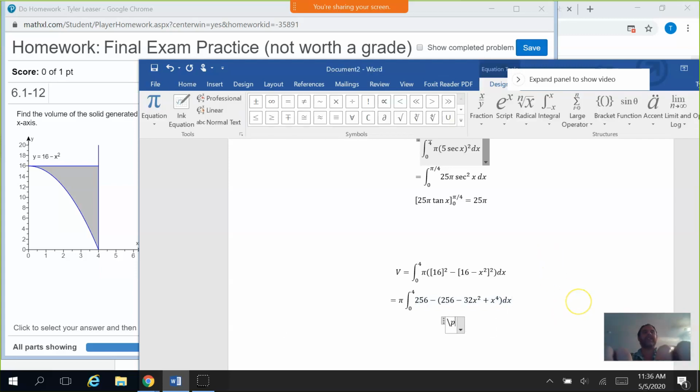All right, what's really nice is that those 256s look like they're going to cancel each other out. We're going to end up with a positive 32x squared and a negative x to the 4th.